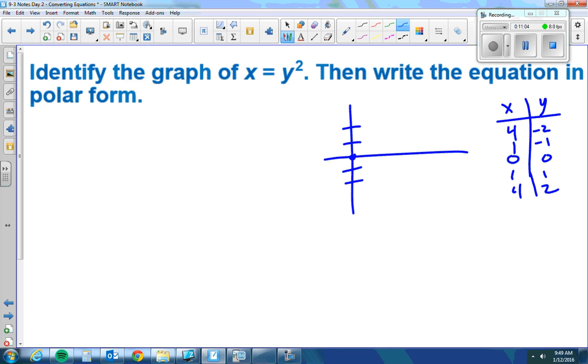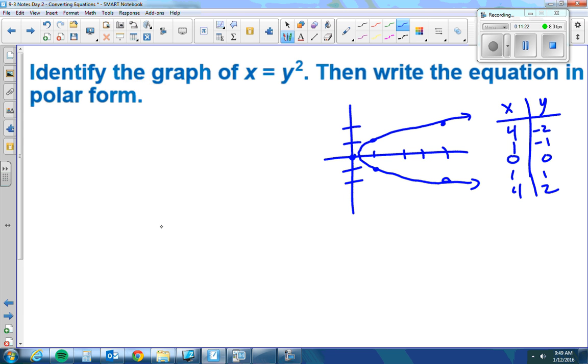Once again, hit the origin. When y is 1 or negative 1, I hit an x value of 1. And when y is 2 or negative 2, I get an x value of 4. So I'm saying you realize that it opens to the right by just making a little table. You should realize it's a parabola.